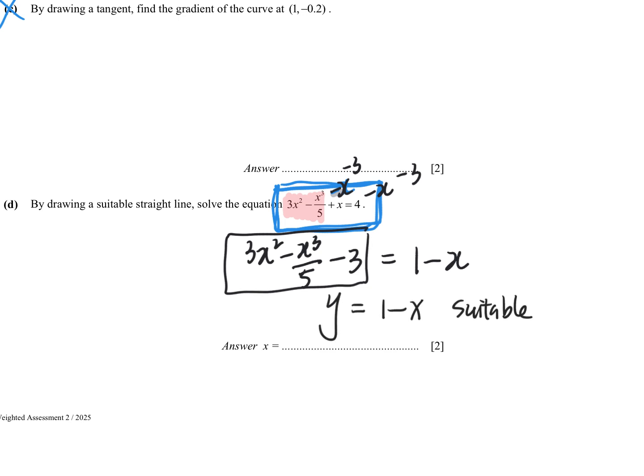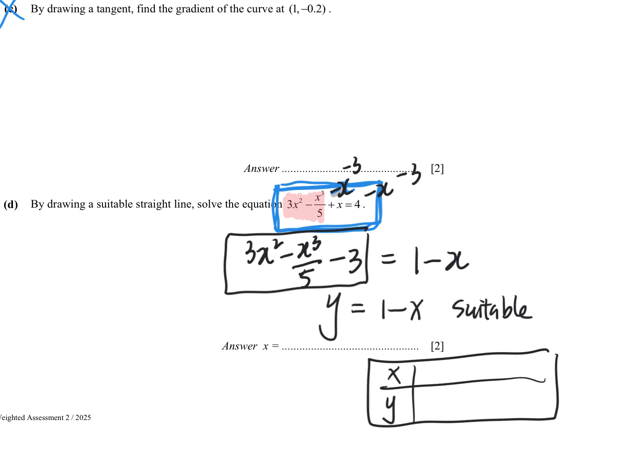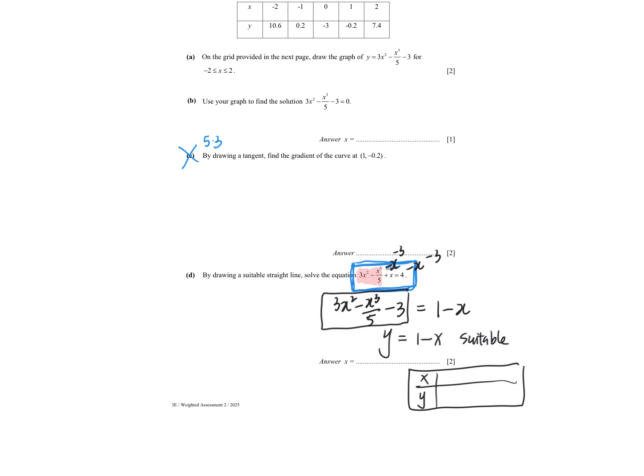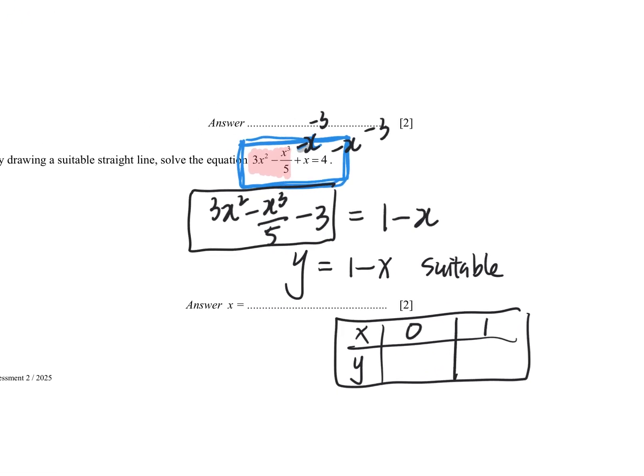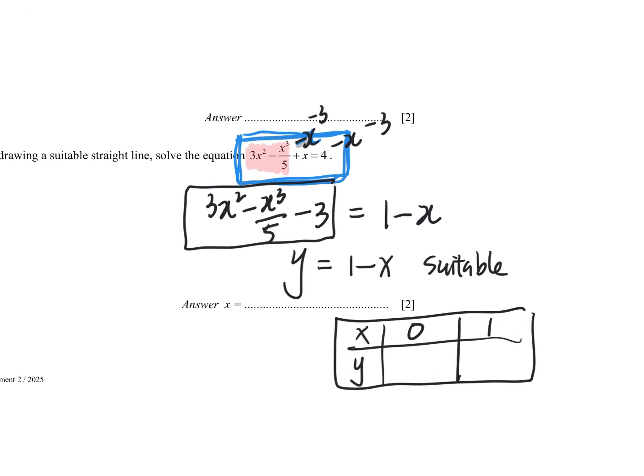So like I mentioned, suitable line, you pick any 2 x values that are in the range. So they say x is between -2 to 2. You choose whichever you like. Usually I like to choose 0 and 1 because it's easy to calculate. So sub x as 0, you get 1. Sub x as 1, you get 0. Go and plot these 2 points out. Draw the line and see where they cut your curve. Those are your answers. Okay?